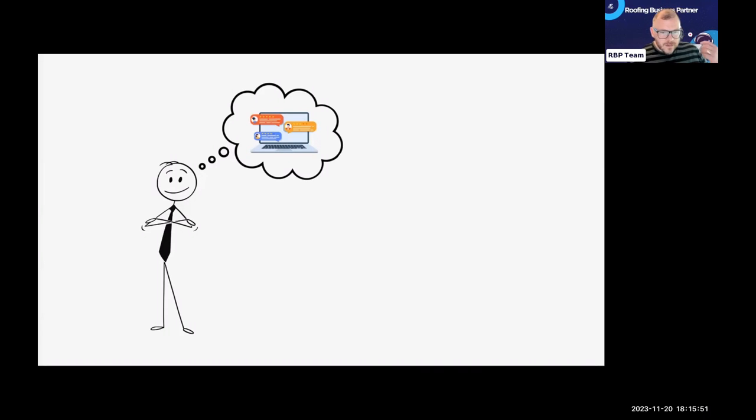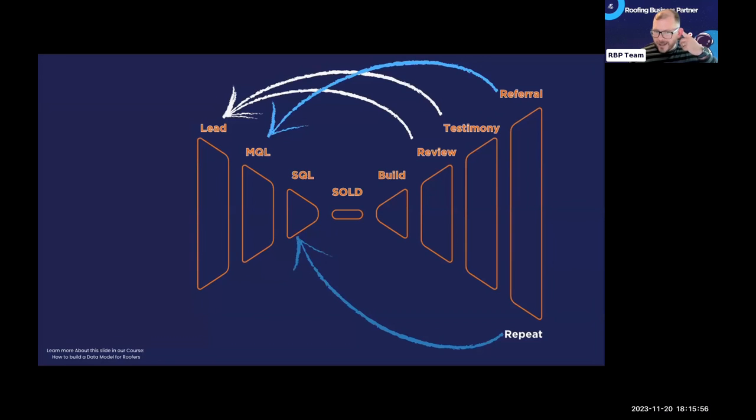This is the one thing I notice about our most successful customers: they are intentional and look at their business as a two-sided funnel. They don't just think about leads and sold jobs coming out the other end. They also think about how many of the sold jobs they build, how many of the builds get a review, how many get a testimonial, and how many get a referral or repeat business, because reviews lead to more leads. Testimonials help us get better leads.